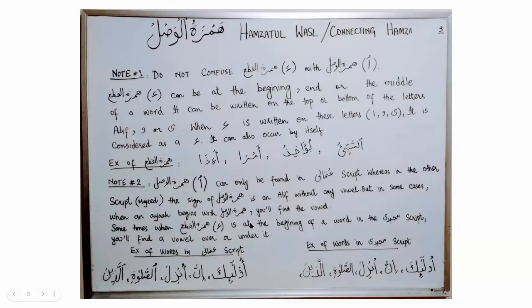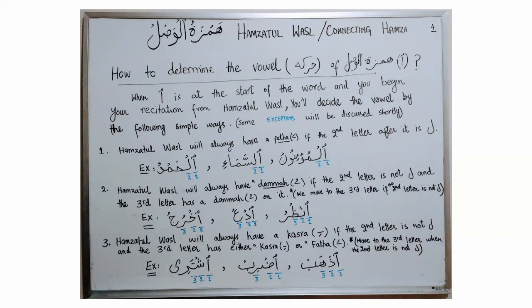As-salati, alladhina. In Uthmani script, both of them start with Hamzatul Wasl, but in Majidi script, both of them are written like this without any vowel on these letters. When starting a word with Hamzatul Wasl, it does not have any vowel on it. No haraka on Hamzatul Wasl. So you have to decide the vowel by following three simple ways. There are some exceptions and inshallah we will discuss them soon.